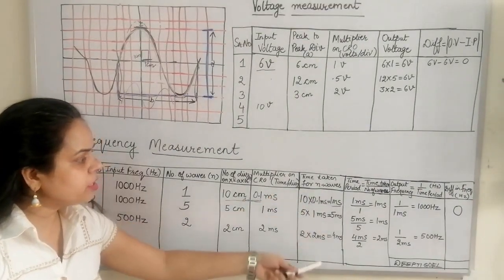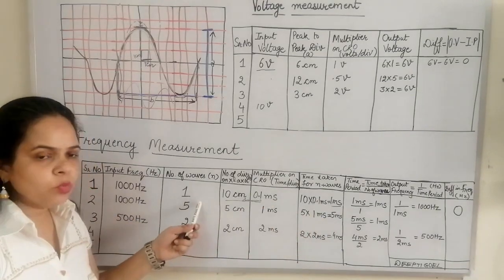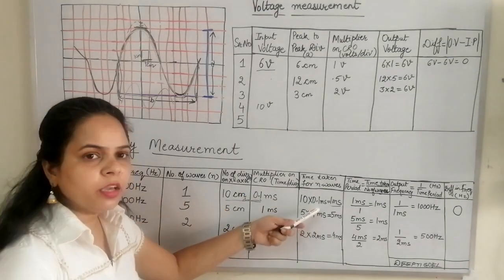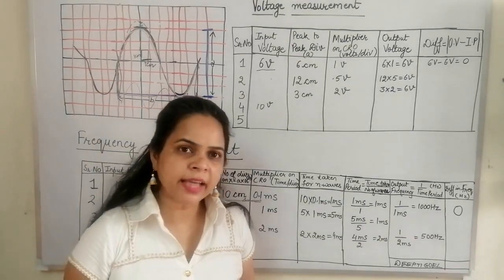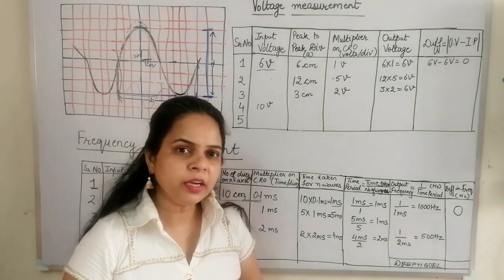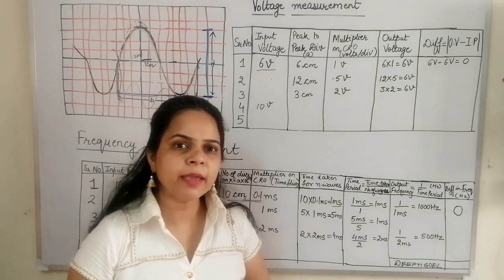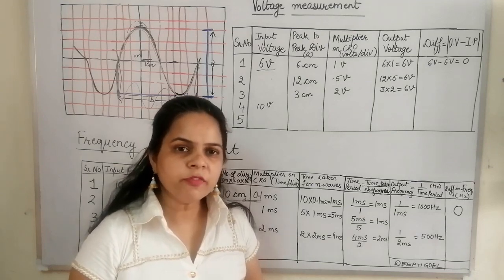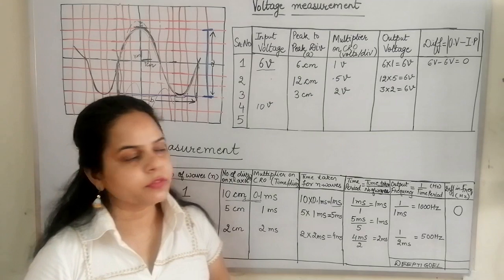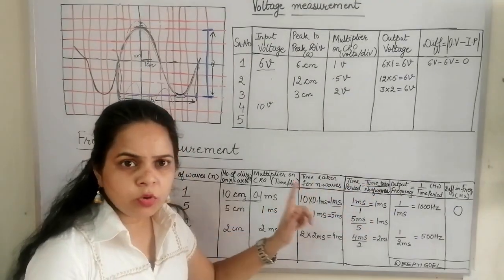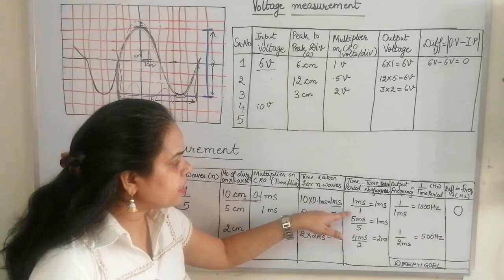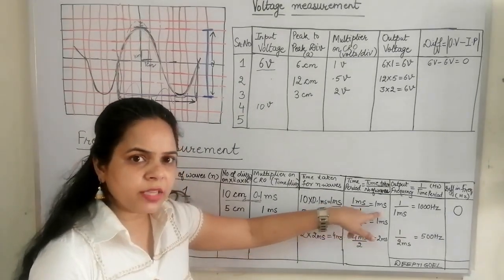For n waves, we have written this table. Since n is 1 here, this is the time taken for one wave. Now if we want to calculate the time period, what is time period? Time period is nothing but the time taken divided by the number of waves. Here it was only one wave, so it is 1 millisecond upon 1, which is again 1 millisecond.